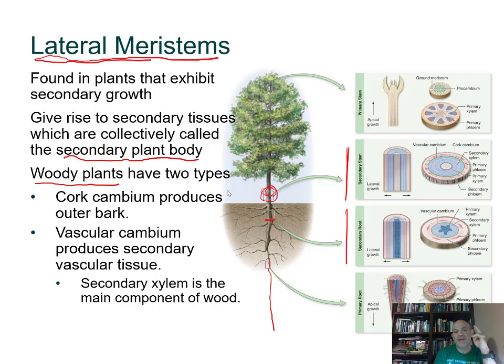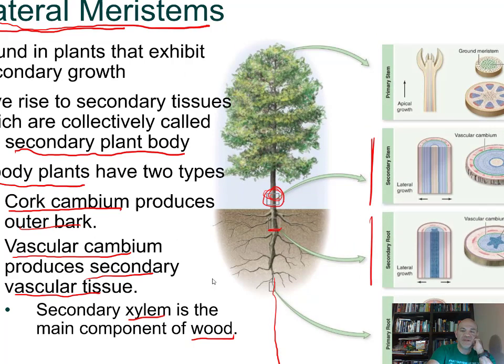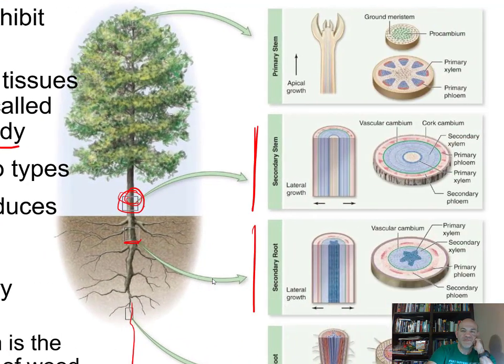There are two types of lateral meristem. There's the cork cambium. You might have heard of cork before. The cork cambium produces the outer bark. And then you have the vascular cambium, which produces secondary vascular tissue. That secondary vascular tissue includes xylem, which is more commonly referred to as wood. When you buy wood and lumber products, it's xylem. It's vascular tissue that has grown as secondary growth. So let's take a look at the diagrams on the right real quick to end this section.